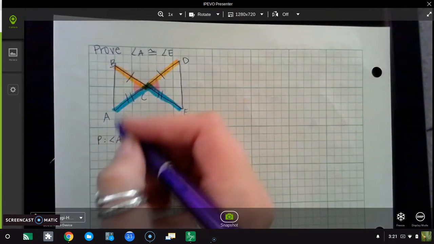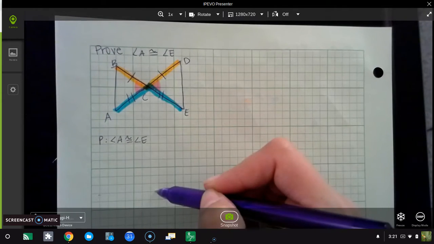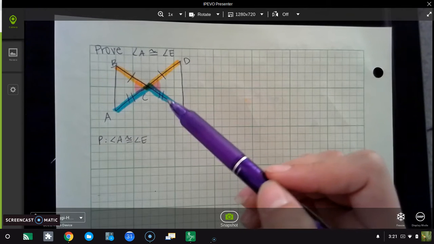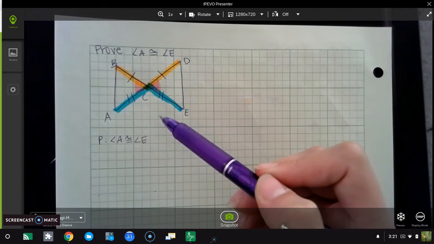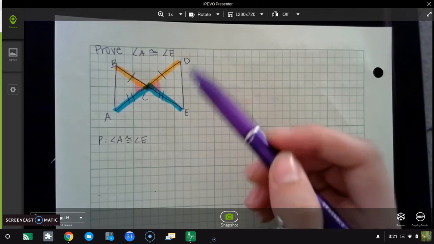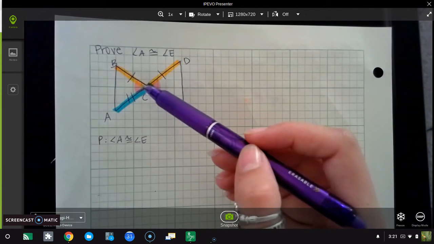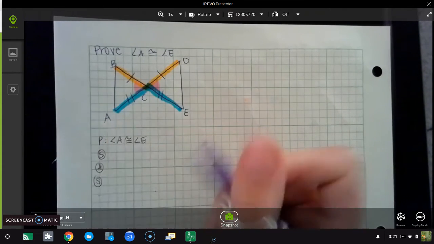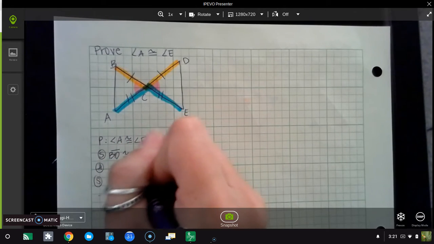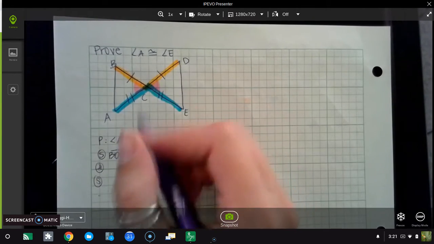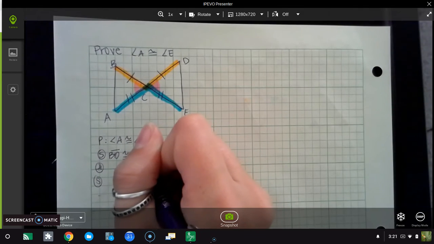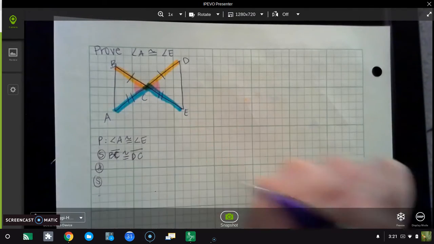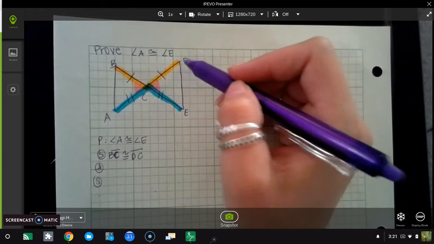So let's write down my evidence so that I can write down my analysis. What do I know here? Am I proving it by side, side, side, HL, angle, angle, side, angle, side, or angle, side, angle? Which one am I proving it by? Proving it by side, angle, side. So side, angle, side. My side is BC is congruent to DC.